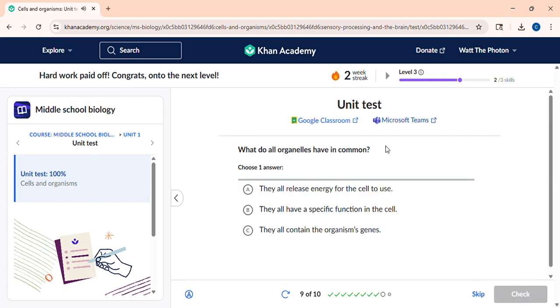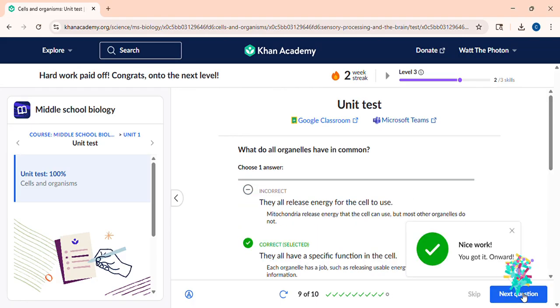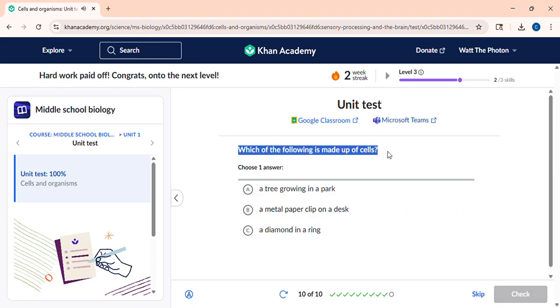What do all organelles have in common? Which of the following is made up of cells? A tree growing in a park.